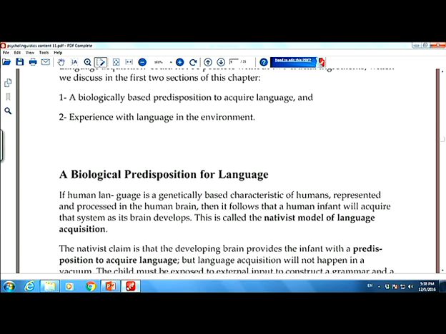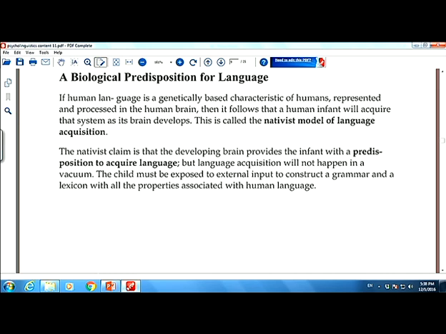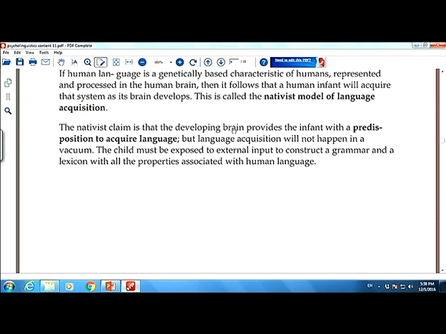Biologically based predisposition for language. What provides us with the predisposition to acquire language? What provides us with that readiness to acquire language? It's the brain, and this is called the nativist model. Right, as you can see here, the developing brain provides the infant with a predisposition to acquire language. So this is also important.